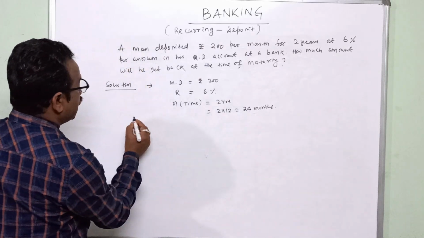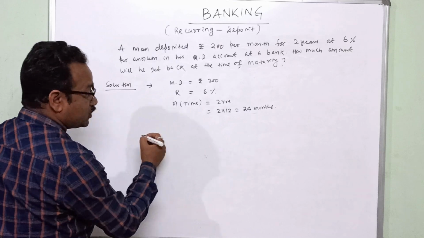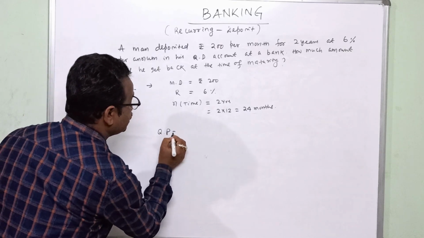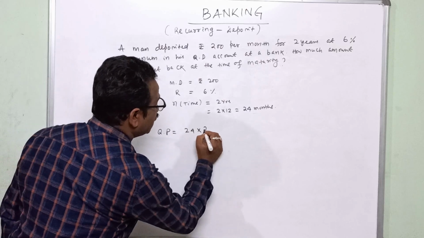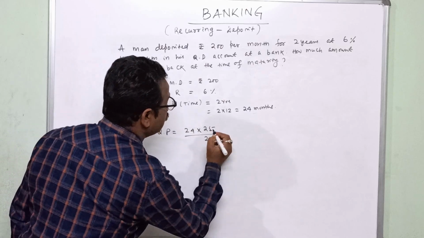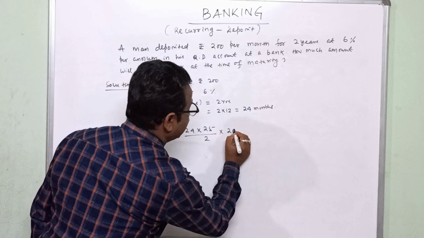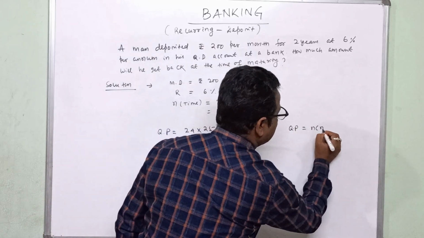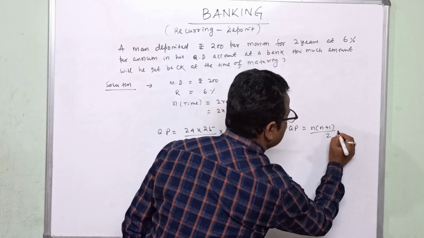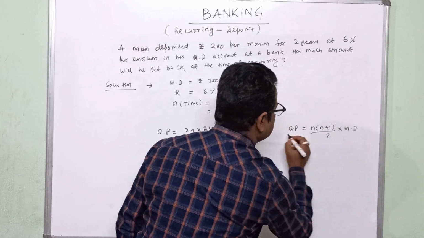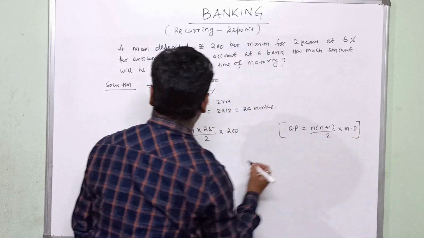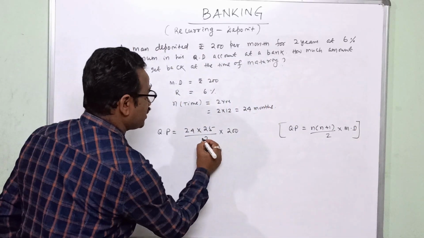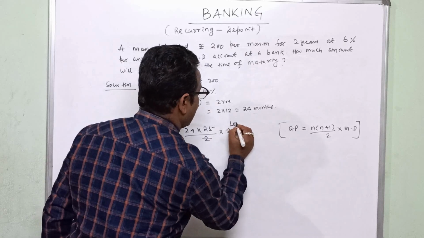Now, how to calculate? First, QP. You have to write QP is equal to 24 into 25 by 2 into 200. That means QP is equal to n into n plus 1 by 2 into MD. Putting this formula, I will get 24 into 25 by 2 into 200, so that 2 will cancel into the 200 to give 100.